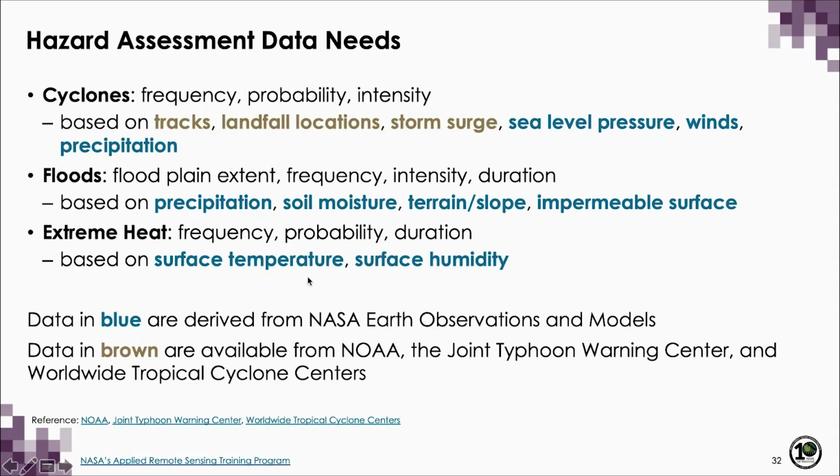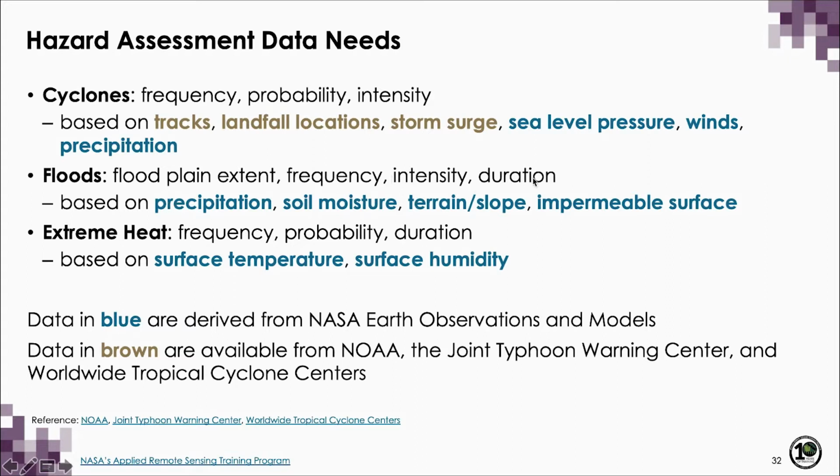So there are data needs for the hazards that we want to talk about. So cyclones, one would like to know in any region what the frequency of cyclones is, probability for each season, and intensity. And for that, one requires past data of cyclone tracks, landfall locations, storm surge, sea level pressure, winds, precipitation. For flood, it is floodplain extent, frequency, intensity, and duration.